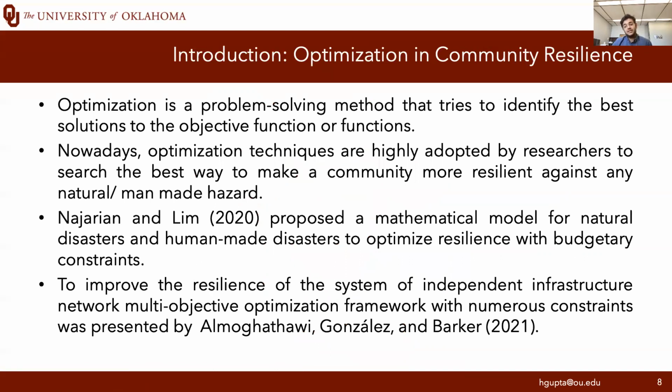And then the optimization. Optimization can be defined as the problem-solving approach that aims to find the optimum solution to the objective function or functions, while taking into account other restrictions or constraints. Recently, academicians have been relying heavily on this approach, and in the year 2020, Nazarian and Lim utilized this optimization technique to make the community more resilient, and after that, some other researchers also worked on a multi-objective optimization framework for making a system resilient in the sense of interdependent infrastructure networks.